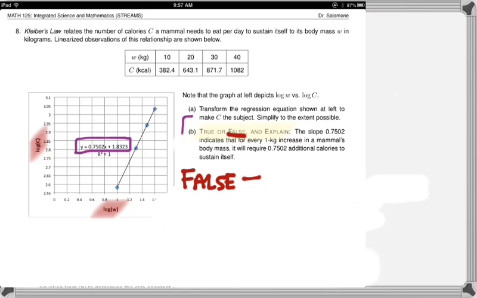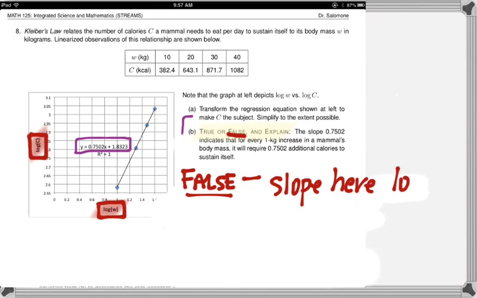Functions. Okay, so there's a tip-off, right? That this linear graph is not a graph of W versus C, it's a graph of log W versus log C. So that's a good reason to call this false, right? That the slope here is a measure of the relationship of log of C to the log of W.